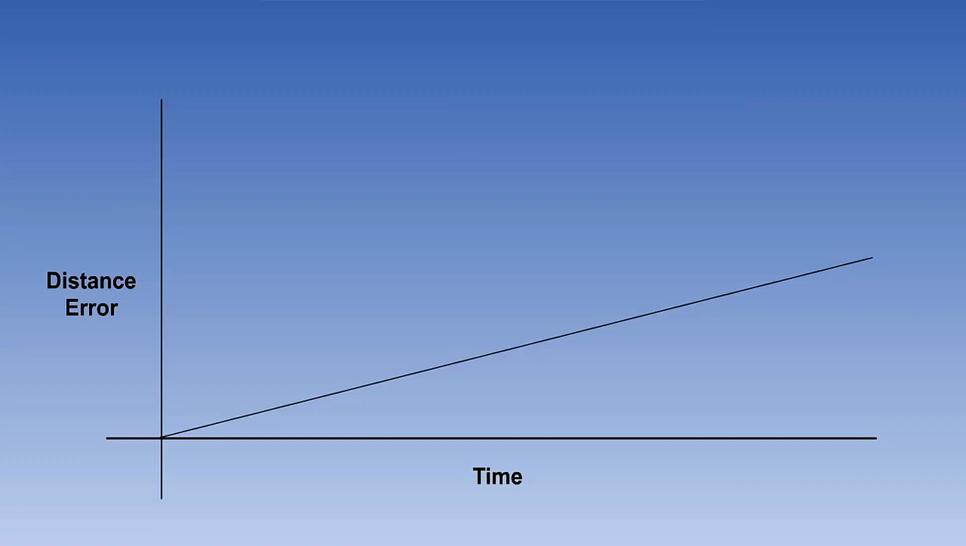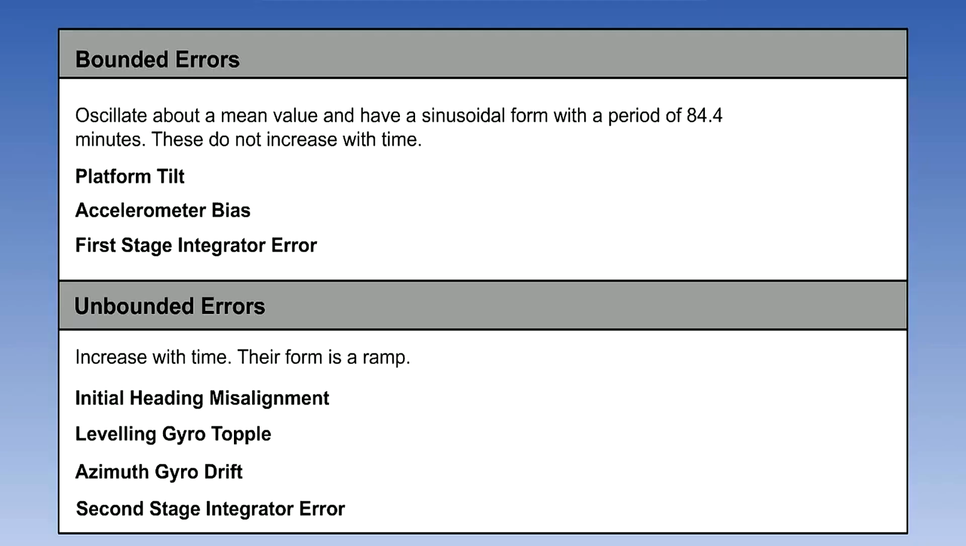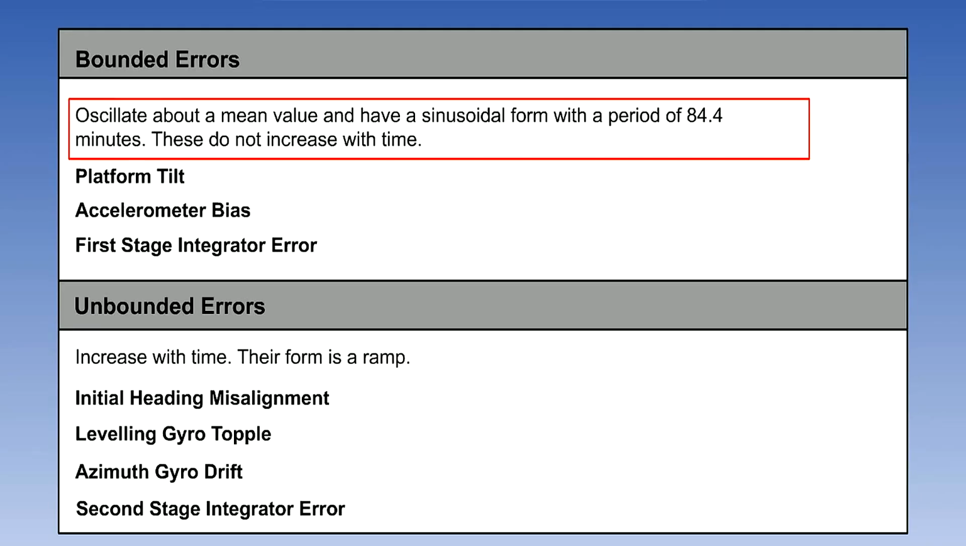Another obvious example of an unbounded error is initial azimuth misalignment. Clearly, the further you go, the worse the cross-track error gets. There are 4 sources of unbounded error, and they combine to form a ramp pattern. In practice, Schuler errors and ramp errors occur at the same time. So we have a ramp pattern like this, with a Schuler ripple superimposed on top of it, so that the complete error pattern looks like this.